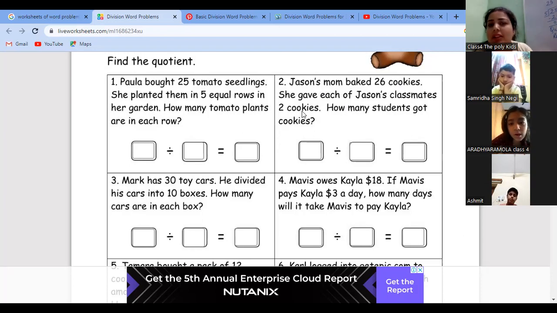Jason is a boy. I think she is his mother. So she gave each of Jason's classmates 2 cookies.